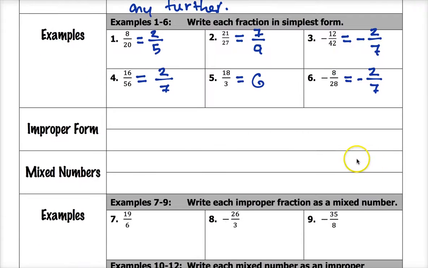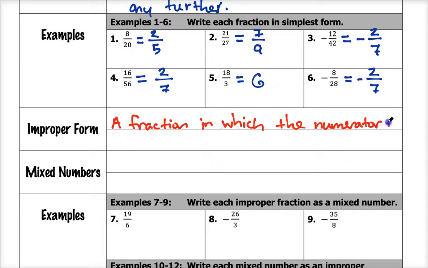Okay, so now we're going to talk about what improper form means. If you remember improper fractions from last year, that's simply a fraction in which the numerator is larger than the denominator. Improper fractions are fractions in which the numerator is larger than the denominator. So for example, up here, 18/3 is an example of an improper fraction.